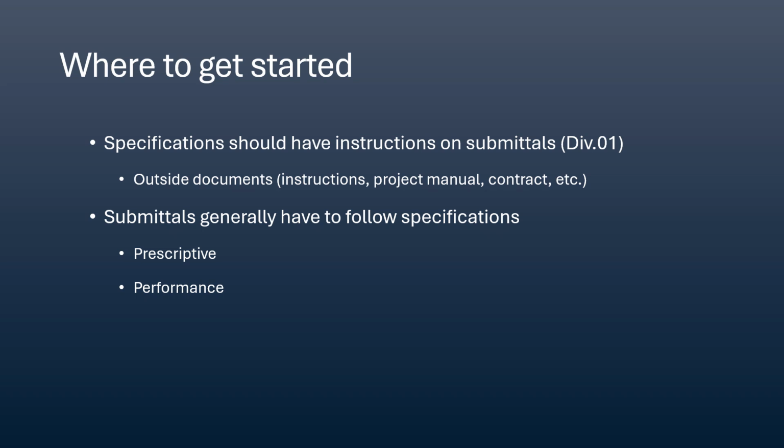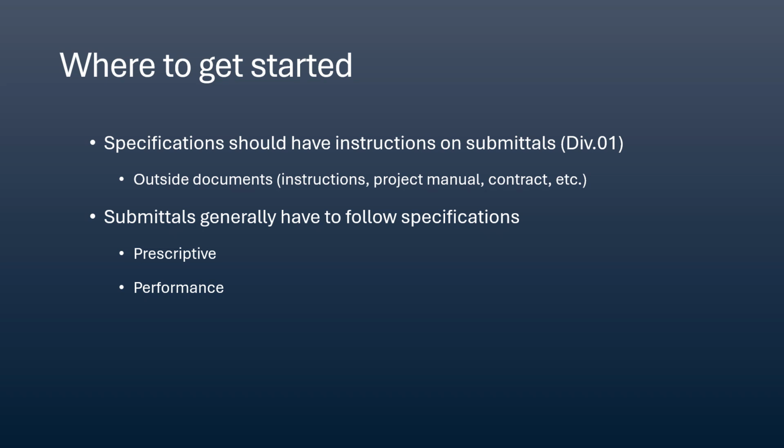Now, if it's not in the specs, there could be an outside document. So instructions just as a separate document, the project manual, which is kind of just part of the overall project documents. It could even be in the contract between the general contractor and the owner. And so make sure you understand which documents have instructions on how to do submittals.